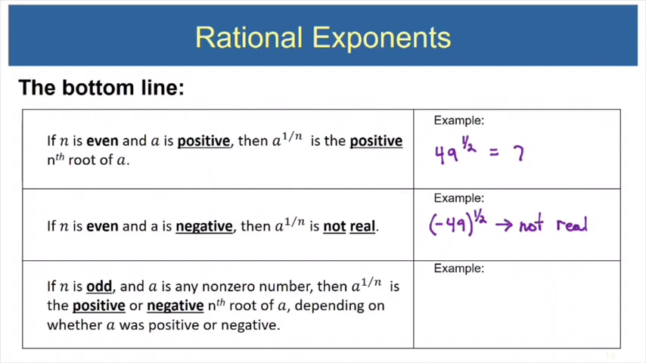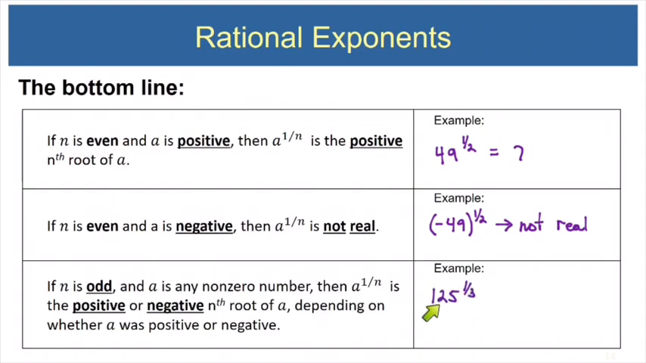So just to recap so far, if the base is positive and the denominator of the exponent is even, go right ahead. If the base is negative and the denominator of the exponent is even, then you've got to say that that is not real. But if n is odd and a is any non-zero number, then a to the 1 over n will be either the positive or negative nth root of a, depending on whether a was positive or negative. So if the denominator of your exponent is odd, then everything's fine. You can just go right ahead.